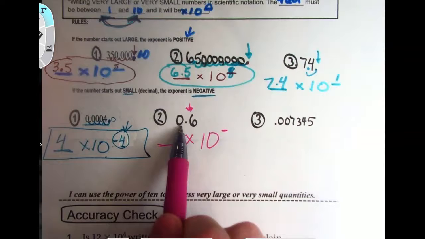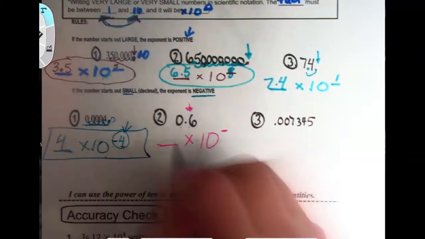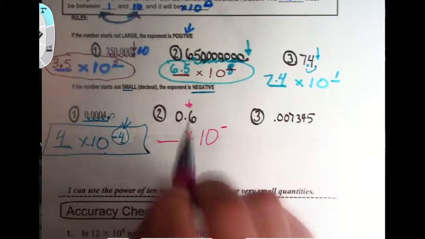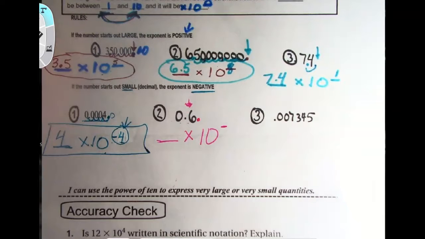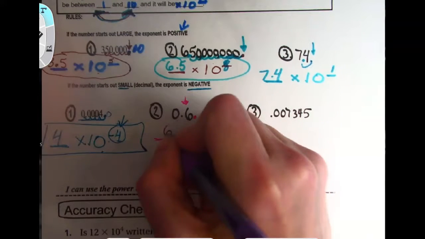So if you look at this, 0.6 is not between 1 and 10. It's actually a little bit less than 1. So we do have to do some moves. I'm not going to move it back here because that would be 0.06. I need it to be between 1 and 10. So it looks like if I put it here instead, I would have just the number 6. So I'm going to do that. I'm going to put the number 6.